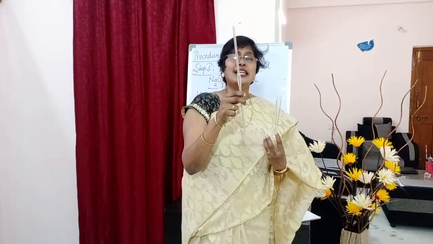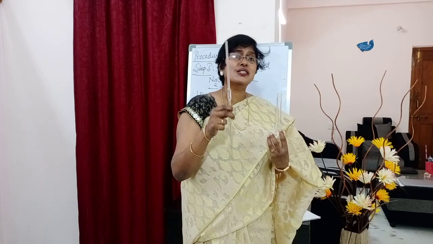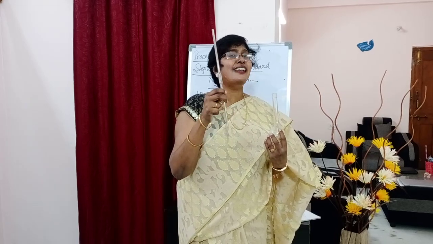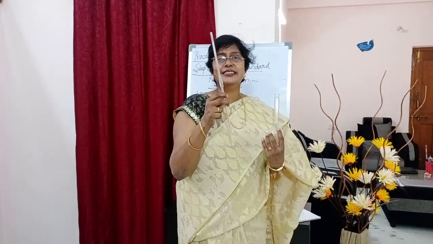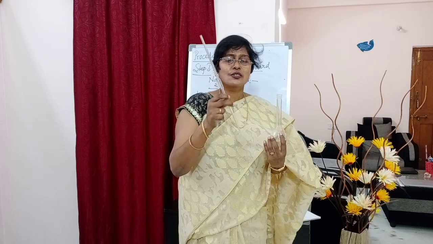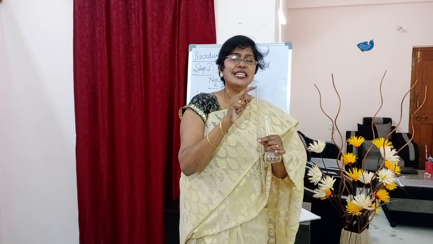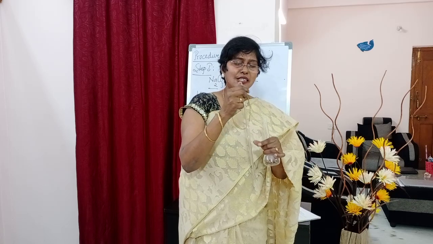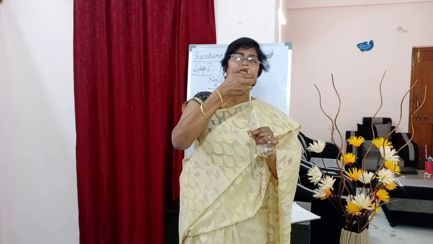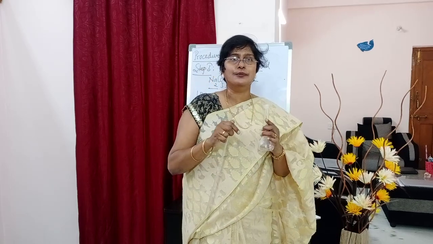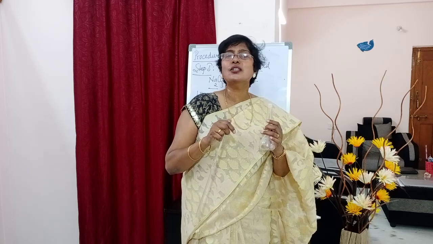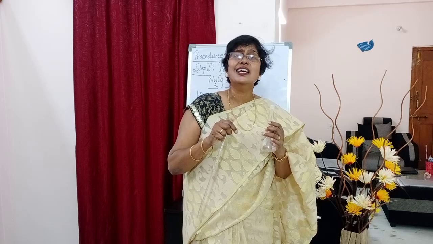One more thing you should remember, students: before using the apparatus you should clean it thoroughly, first with tap water and then with distilled water. Slowly you will suck the water from the wash bottle using this pipette. After you suck the water, you close with your thumb. Then you drop slowly, drop by drop, into this volumetric flask to make up the volume. When you are almost near the mark, you should be very careful.